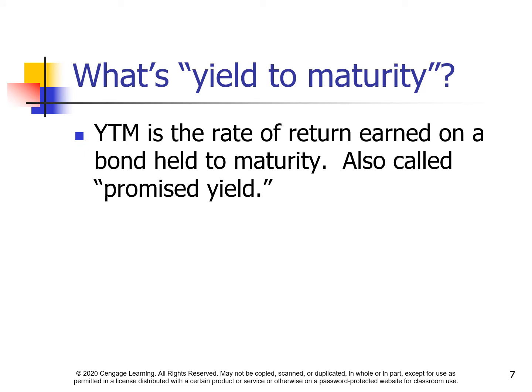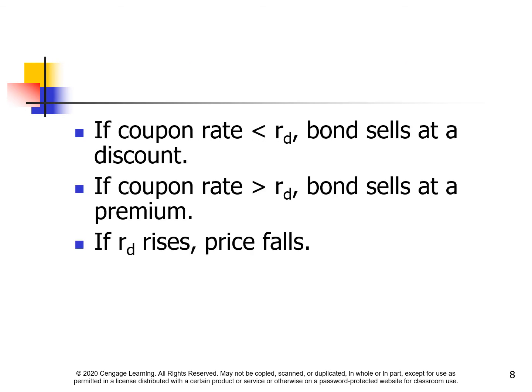What is yield to maturity? Yield to maturity is the rate of return earned on a bond held to maturity, also called promised yield. If the coupon rate is less than the required rate of return or yield, the bond sells at a discount. If the coupon rate is greater than the yield or the required rate of return, the bond sells at a premium. If the yield rises, the bond price falls.